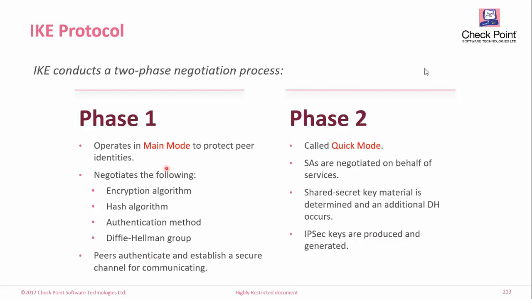So there's one thing to remember. Again, I've got these in red for the exam. Phase 1 is main mode. Phase 2 is quick mode. In phase 1 main mode, there are 6 packets exchanged. And in phase 2, there are 3 packets exchanged. Okay.